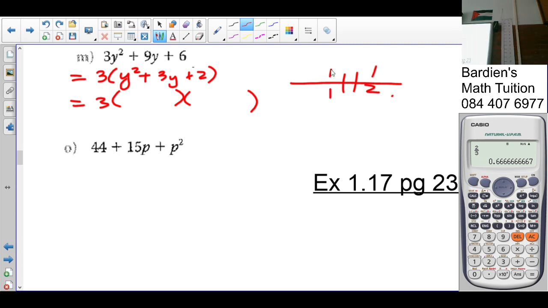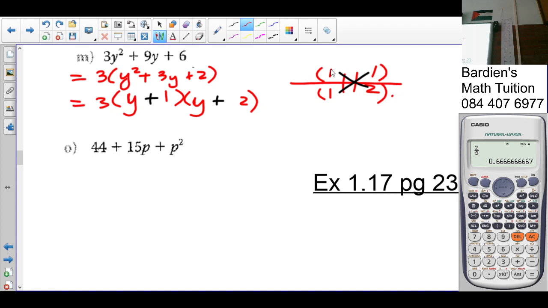Do we add or subtract the products? Add. 1 times 2 is 2, 1 times 1 is 1. What's 2 plus 1? 3. So it's a 1 and a 1, a 1 and a 2. There's a y squared, so there goes a y and a y. What about our signs? Both going to be the same. In this case, both going to be plus.